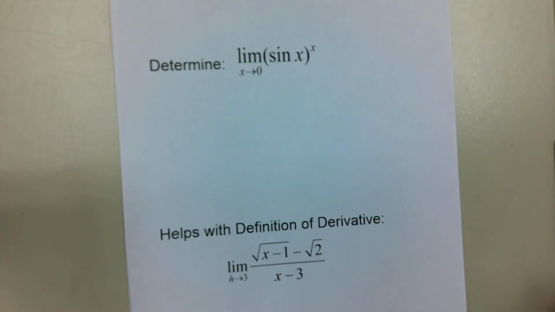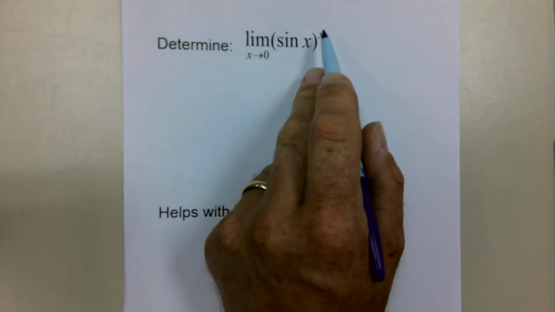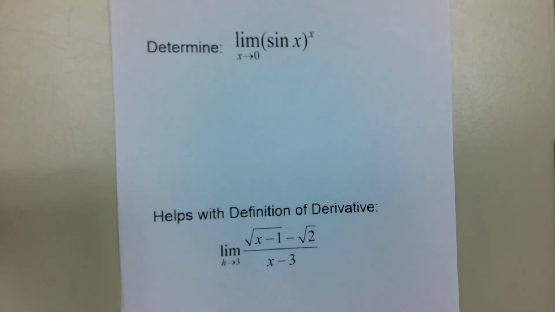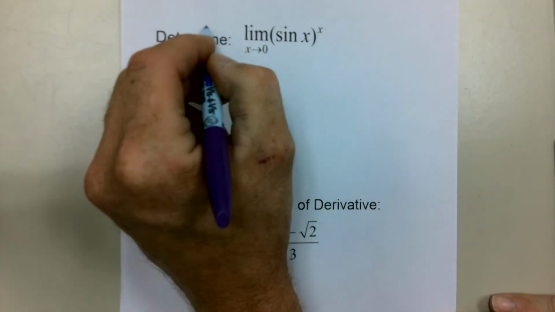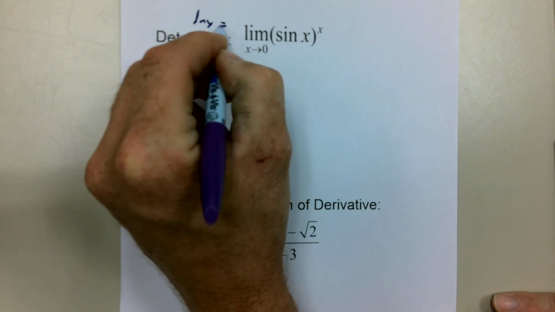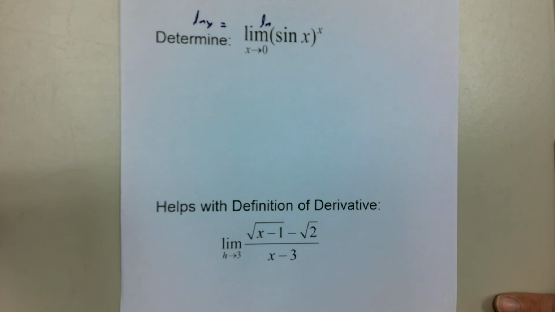All right, just a couple more examples here, and then we'll be on our way. The limit as x goes to 0 of the sine of x to the x. Again, we have that x in the exponent. How are we going to get rid of that? Well, we can take the natural log of both sides. The natural log of y equals the limit of the natural log of the sine of x over x.